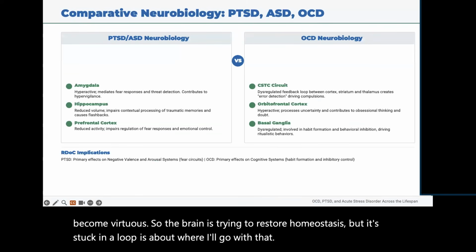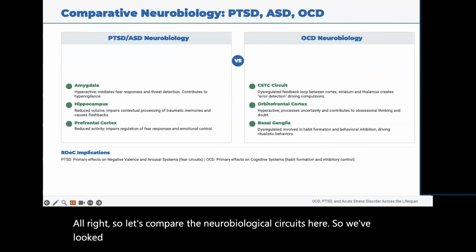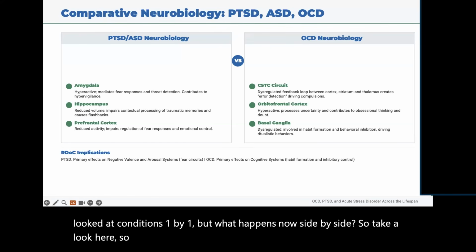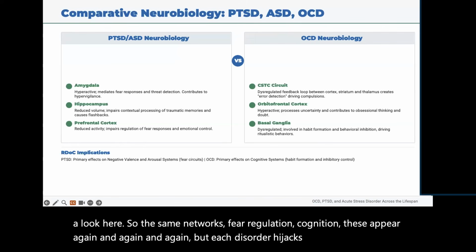All right, so let's compare the neurobiological circuits here. So we've looked at conditions one by one, but what happens now side by side? So take a look here. So the same networks: fear, regulation, cognition. These appear again and again and again, but each disorder hijacks them in a slightly different way here.